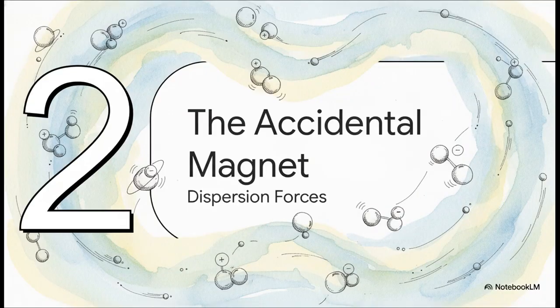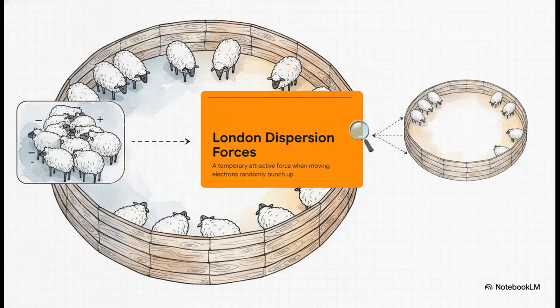Section 2. The accidental magnet. Let's start with the first and weakest level of our escalating microscopic magnets. If a molecule is completely neutral, right, with no permanent positive or negative ends, how can it ever stick to a neighbor? Well, the answer is London dispersion forces.